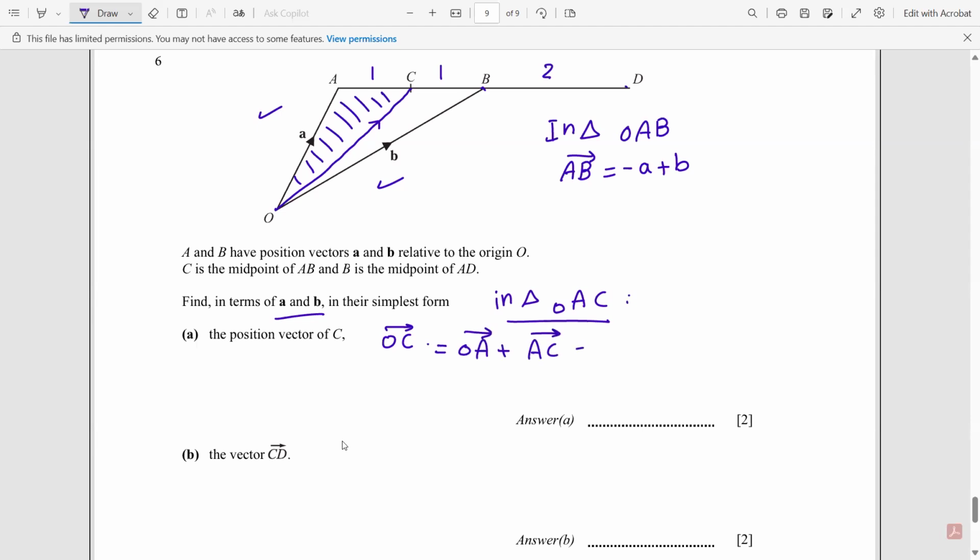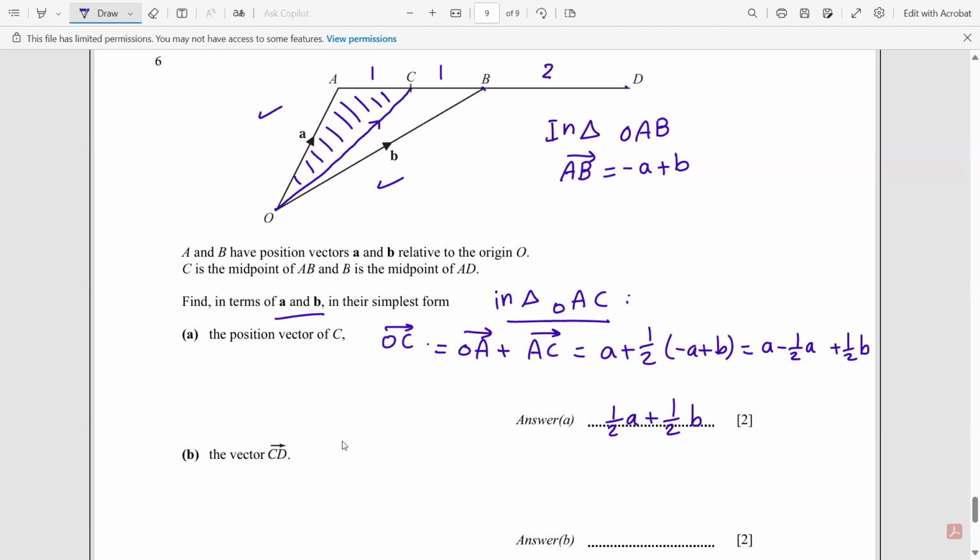We solved many questions like this. OA is simply A, but AC now is one part out of two of the AB. AB is already given here, negative A plus B. Okay, simplify this part. You have A minus half A plus half B. So the final answer is half A plus 1/2 B. This is the OC.